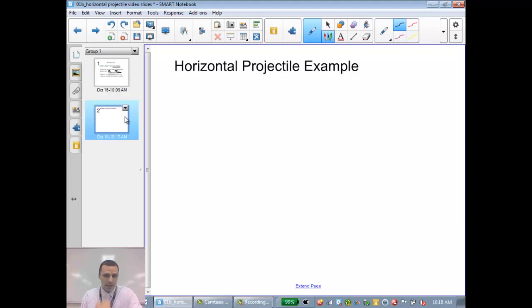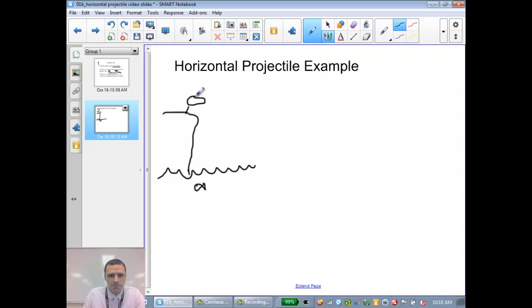To do an example of a horizontal projectile, what I want to do is set up a scenario where we have maybe a cliff and some water. Let's get some better water. Get some water below, fish in the water, and we're going to put a cannon on the cliff. Here's the cannon. And the cannon is going to shoot a ball out horizontally, parallel to the water, and it's going to fall into the water, and we want to find the range or the maximum distance that it goes.